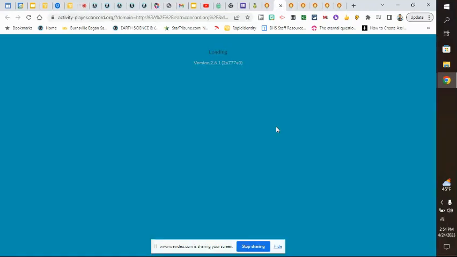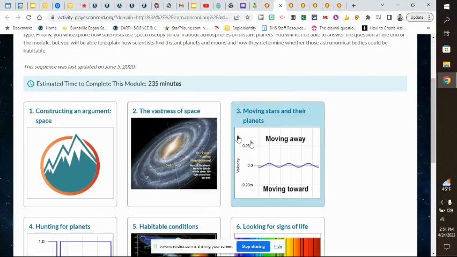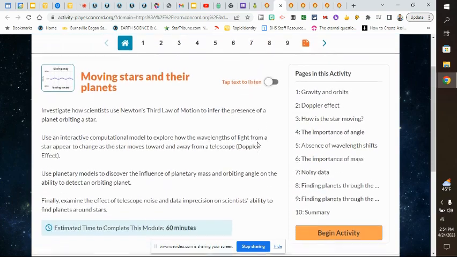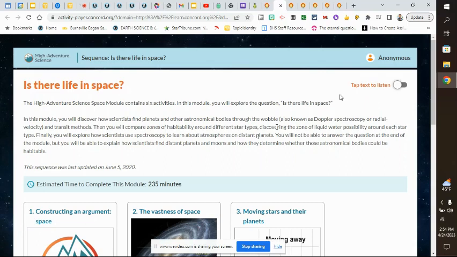I'll go ahead and open up a preview version. You should go to learn.concord.org and sign in. If you're not signed into Rapid Identity, make sure you do. If it says anonymous in the upper right, it should not. It should say your name. If you'd like to tap to listen, that allows the text to be read to you.